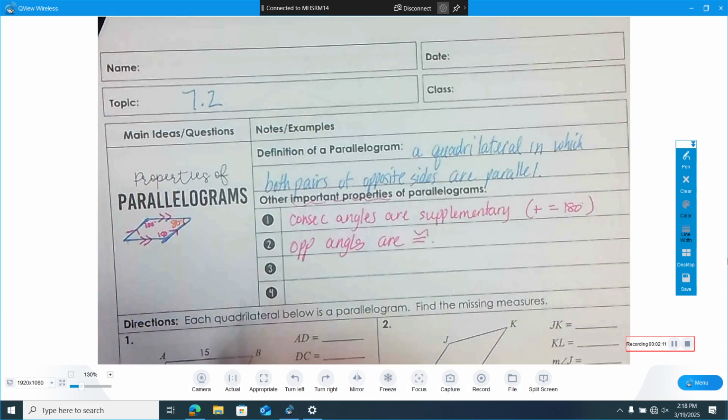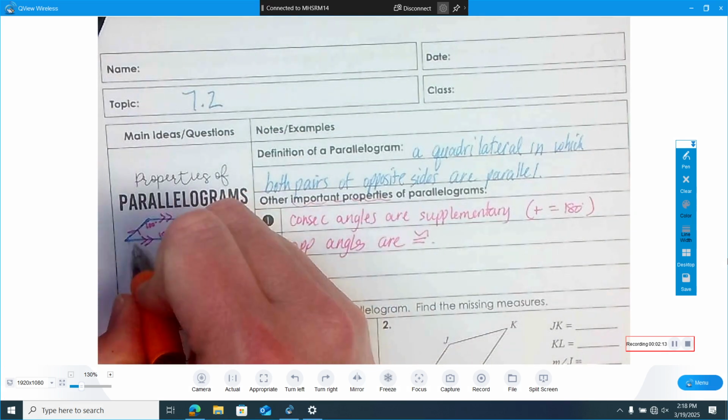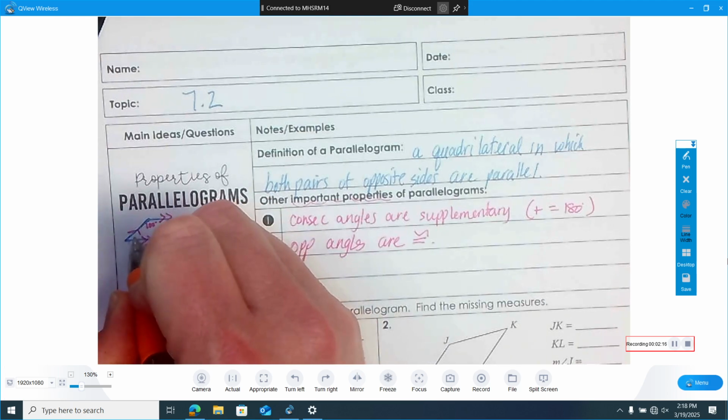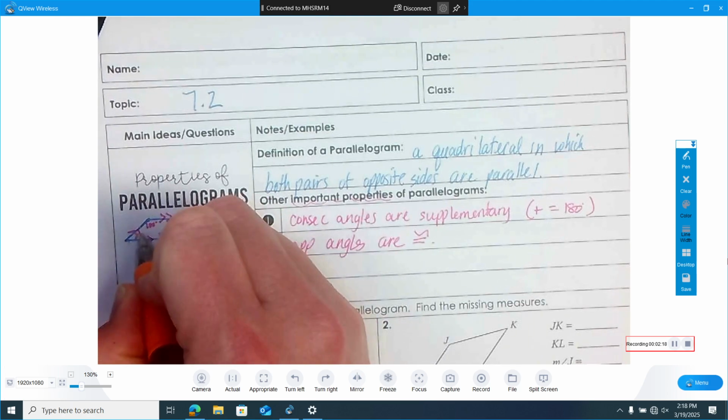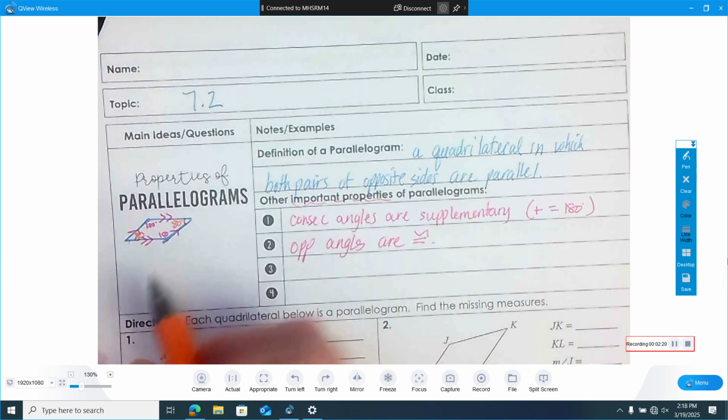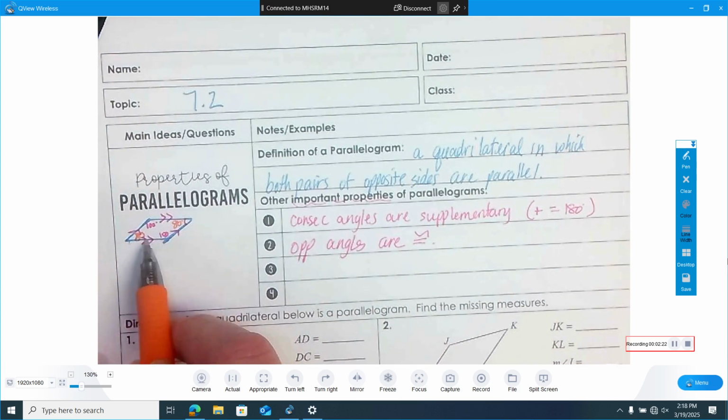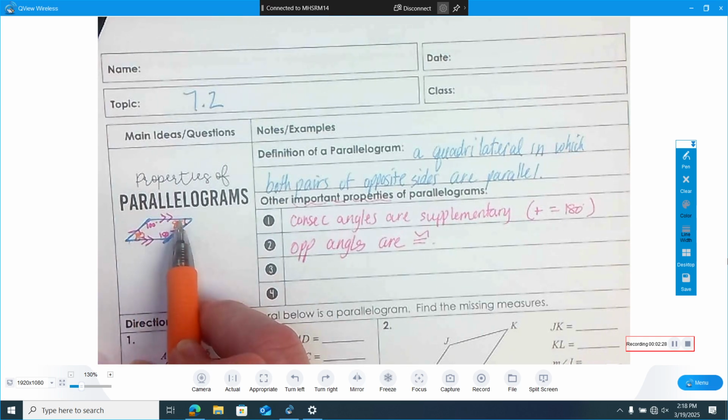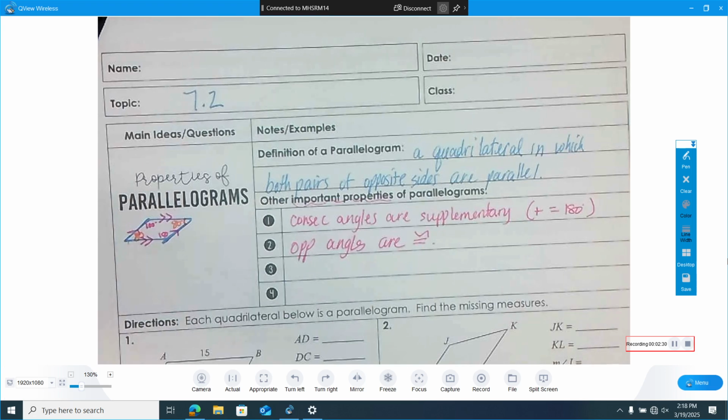They're always going to be the same. And then if we continue around the parallelogram, what's this last angle? 80. Again, we can get that two different ways. We can add those together to equal 180, or we know that they're opposite one another, so they are congruent. Now, we have a couple other properties here.